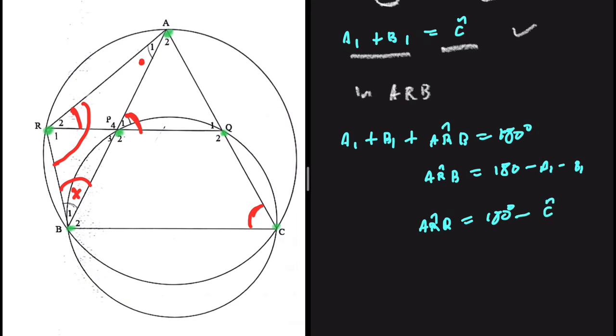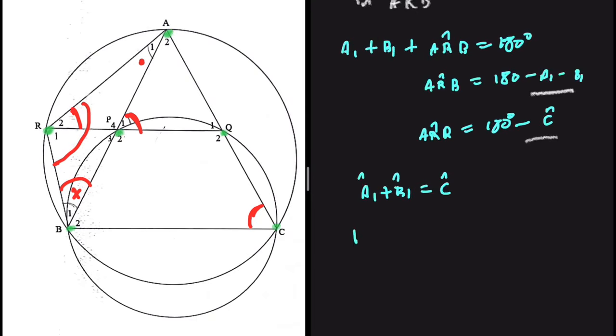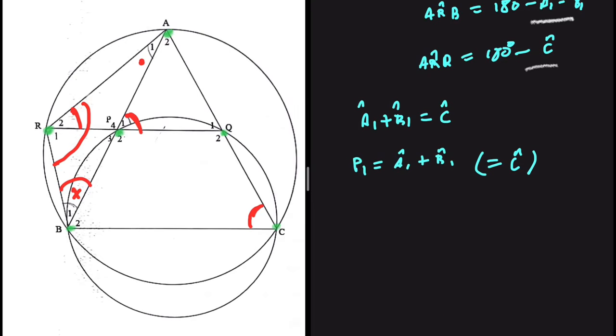Clearly, if those two statements are true, then A1 plus B1 should be equal to angle C. So A1 plus B1 are equal to angle C. So we can conclude and say that P1 is equal to angle A1 plus angle B1. Why are we saying that? They both equal angle C. That is 10.1. Quite a tricky question, but it is doable if you give yourself enough time.